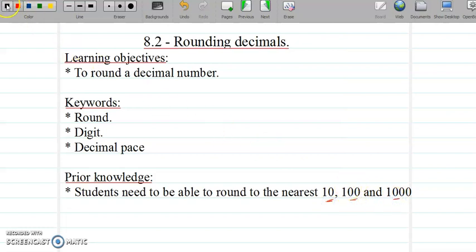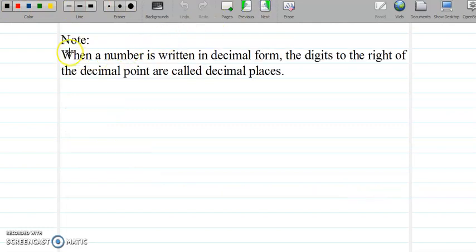100, and thousands. Okay, now we have to know that when a number is written in decimal form, the digits to the right of the decimal point are called the decimal place. Example, if I have something like 25.4, so the digit to the right side of the decimal point is called the decimal place. So this is called 1 decimal place, because I have only one number after the decimal point.